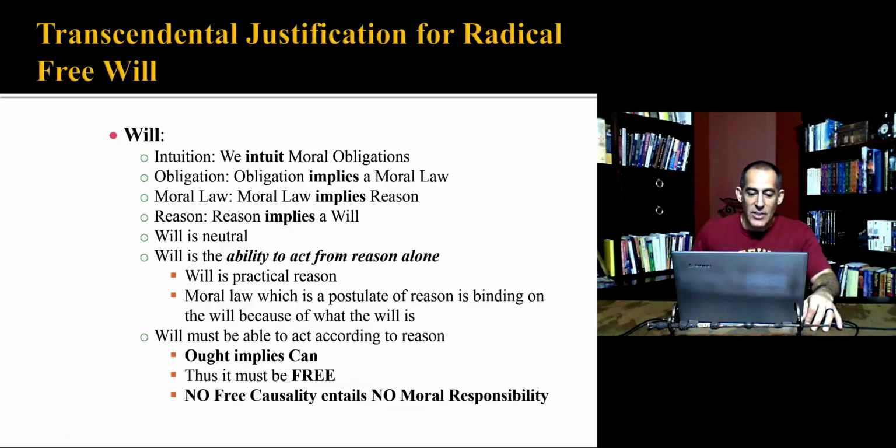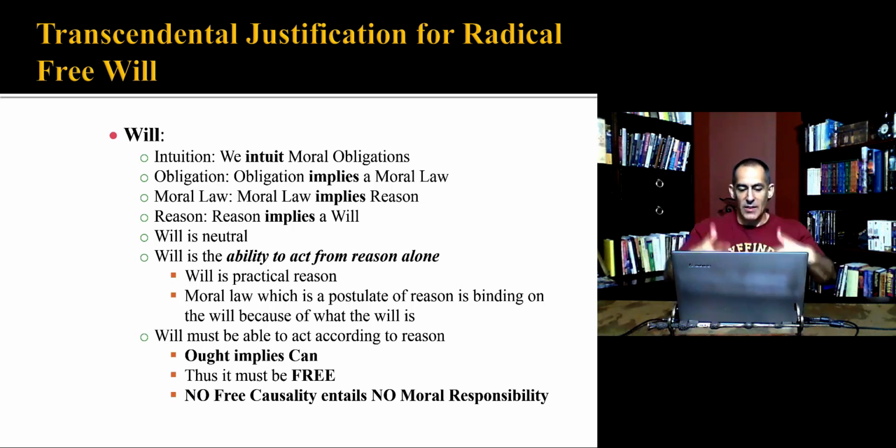Transcendental justification. This is where we get back into the complicated stuff with the Kantian metaphysics. Transcendental justification is trying to justify these things with the if question. If certain things are possible, what needs to be a presupposition that we need to start with? So let's talk about this radical freedom. We said the will.